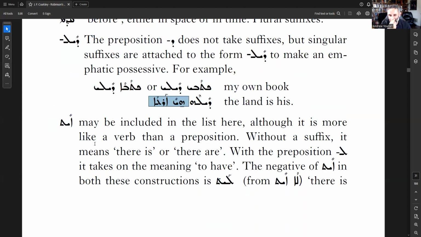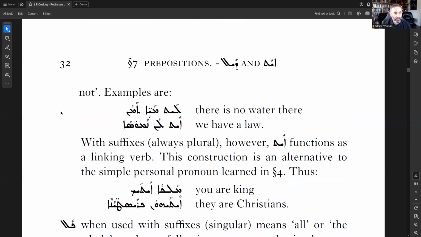Eth may be included in the list here. We talked about that in the Blue Book. Although it is more like a verb than a preposition, without a suffix, it means there is. So if you just say eth, there is, or there are. With the preposition lemad, it takes on the meaning to have. This is a very interesting, important word. The negative of eth in both these constructions is late, from la eth. This is just like in Chaldean, actually. There is not.